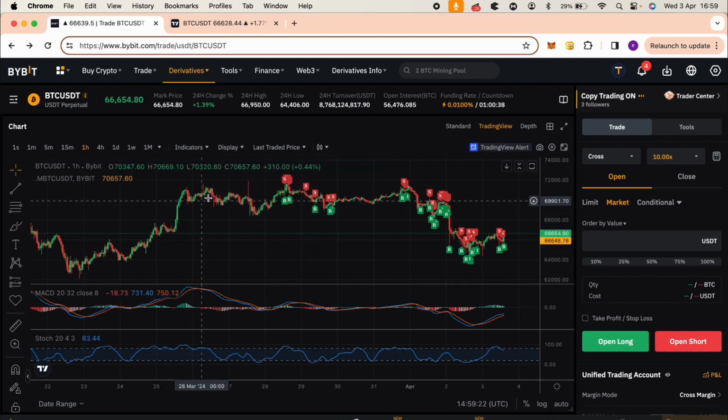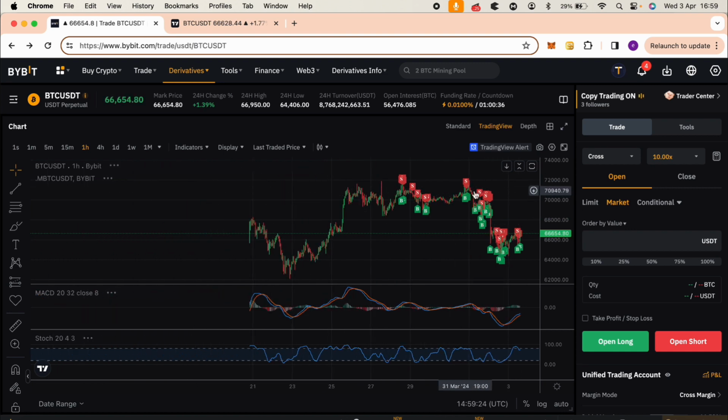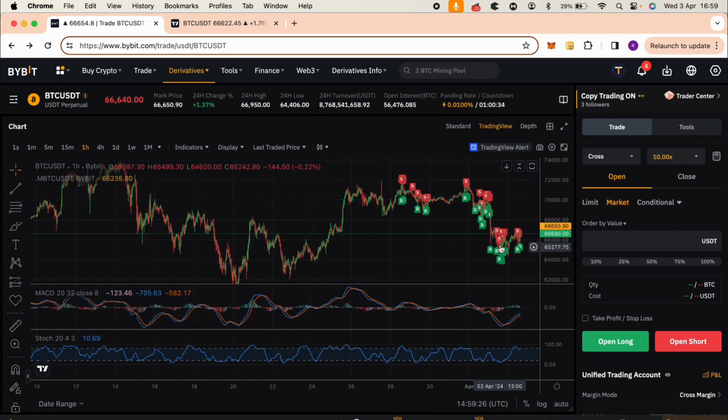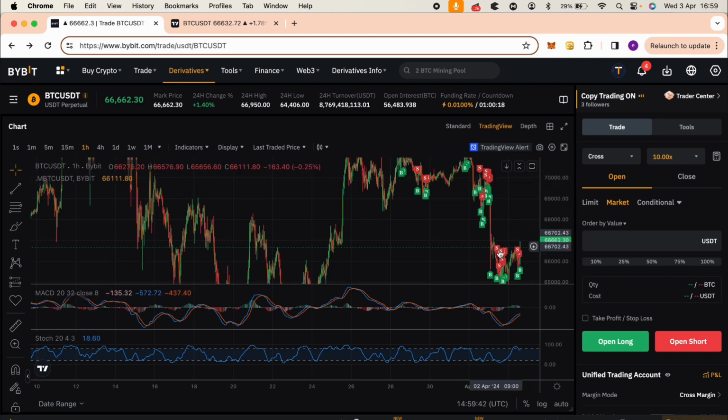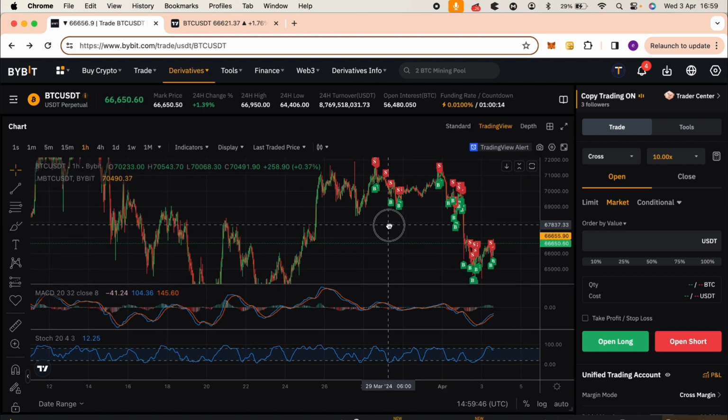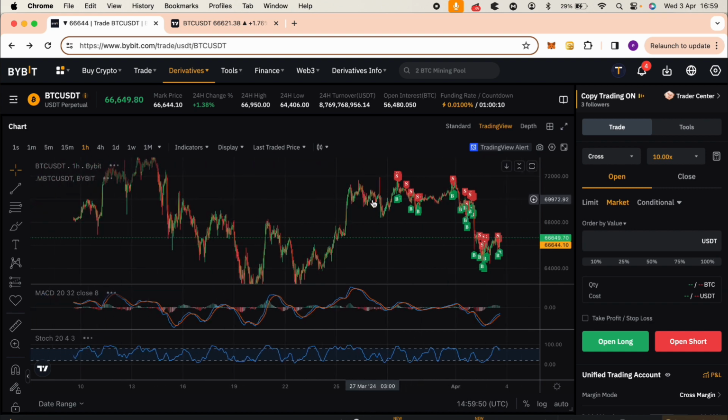As we can see, we had the consolidation, then we dropped down, we filled the gap. I made a video about this drop on Bitcoin a couple of days ago, because I was sure that this gap was just about time to get filled. In fact, we took an amazing sell, and it gave us nice profit, for me and for all the people that follow my copy trading.